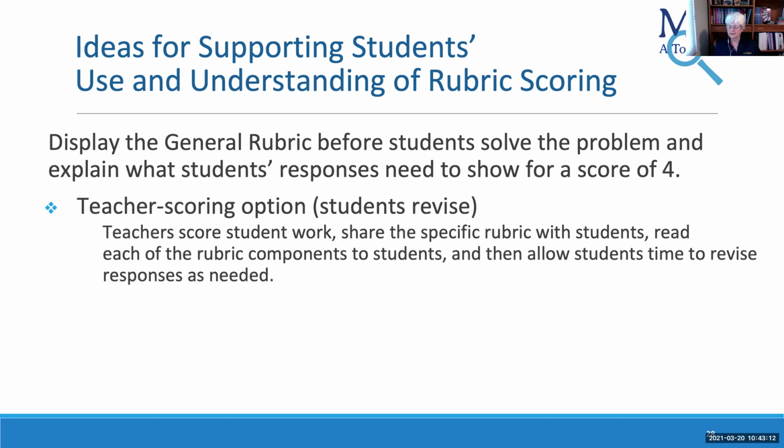Some options for using these. You can use this as a teacher scoring option. This is the way I have used it before. And that is, I could score the student work as it is. Then I share the specific rubric with students. So they have a chance to make revisions based on knowing that maybe they had a complete section for A, but B is incomplete. They hadn't explained their reasoning clearly enough. So you can give it back to them to revise, kind of the idea that this is draft thinking that you could use with students.